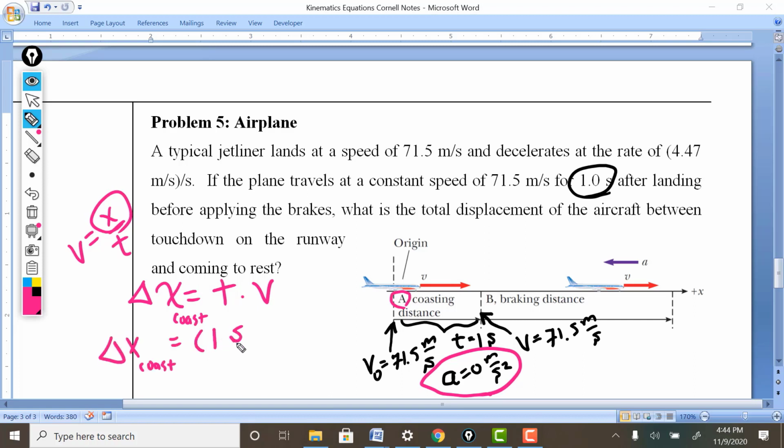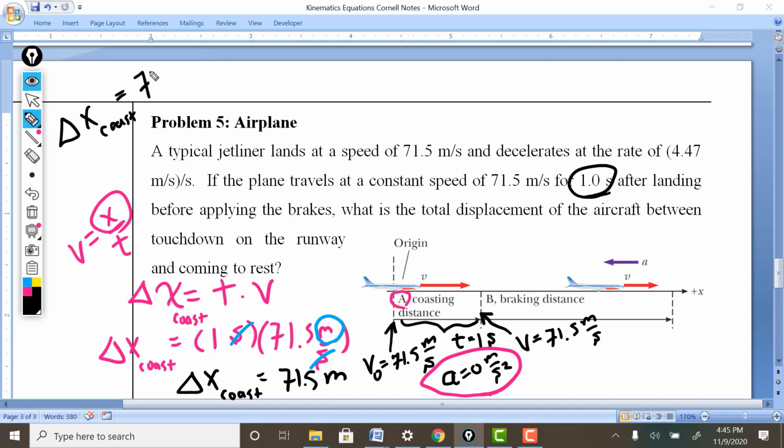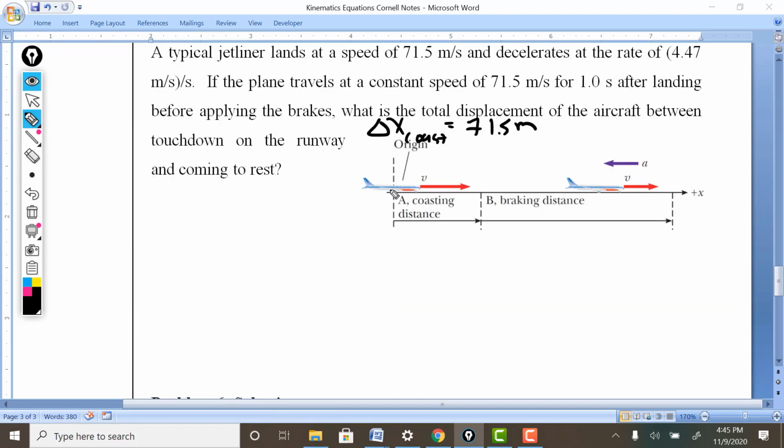Well, we know it's 1 second. We know it's 71.5. We know the seconds cancel out. We're left with meters, which is the correct unit for displacement. No big surprise here, kind of disappointing, but the coasting distance is 71.5 meters. It's almost like that video from back in the day when the newlywed husband asks his wife, if you drive 80 miles per hour for 1 hour, right? Same thing here. If we go 71.5 meters per second for 1 second, how much would you have traveled? Well, there you have it. So let's keep in mind that the displacement as it's coasting is 71.5 meters. That is the distance from here to here.